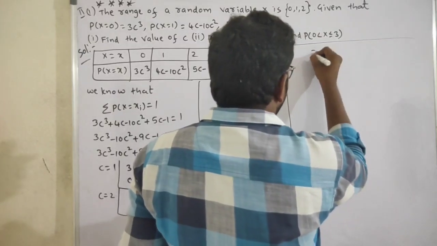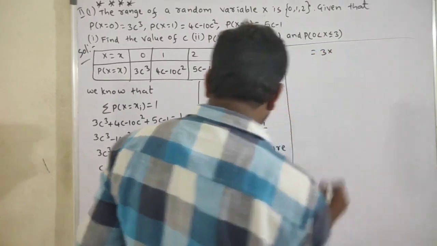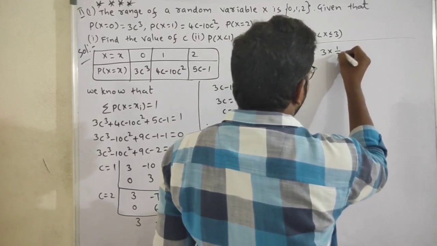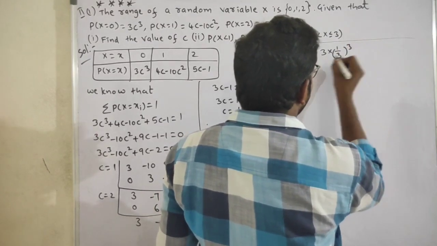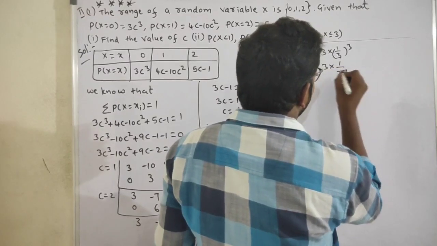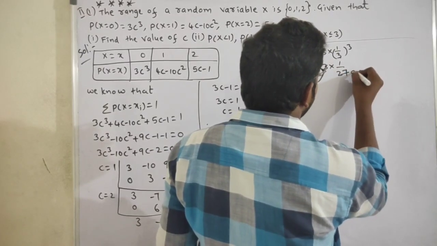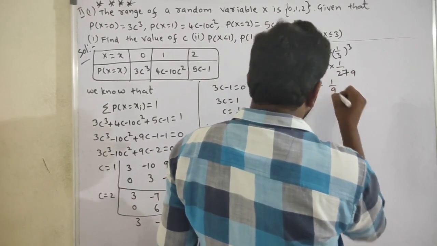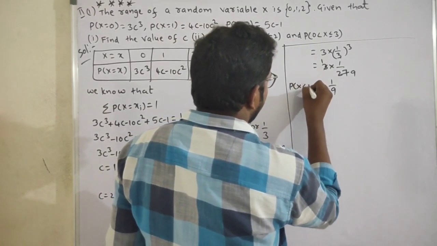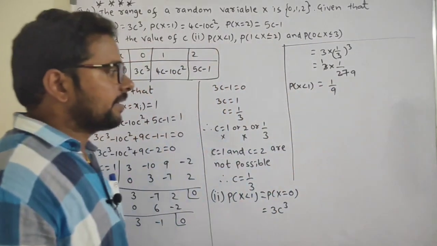So what is c value? C is equal to 1 by 3. 1 by 3 whole power 3 is equal to 1 by 3 power 3, which is 27. So 3 ones are 3, 3 nines are 27. This is 1 by 9. P of x less than 1 is equal to 1 by 9.